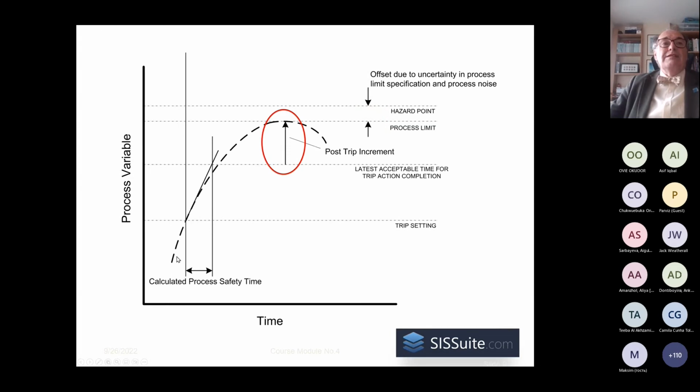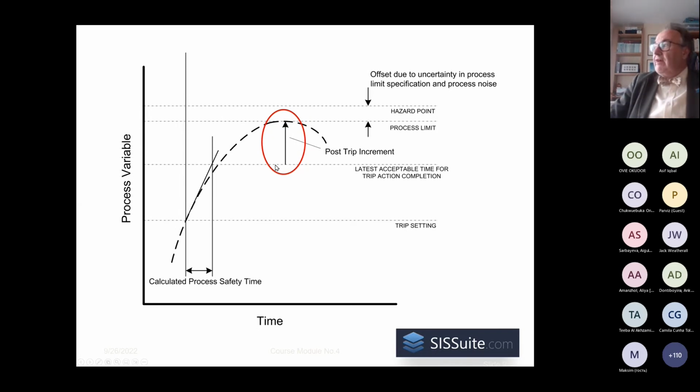Another consideration here, this is that same limiting trajectory, as you can see here, that just meets the process limit. But once our trip action is complete, we've shut all the valves or stopped all the drives or whatever it may be, that doesn't mean that the process will immediately stop rising, or falling if it's a low trip. And so there could well be a post-trip increment. So you can see on this plot, there's the horizontal line showing the latest acceptable time for trip action completion. So as long as we're complete by this point, we will just avoid breaching the process limit.